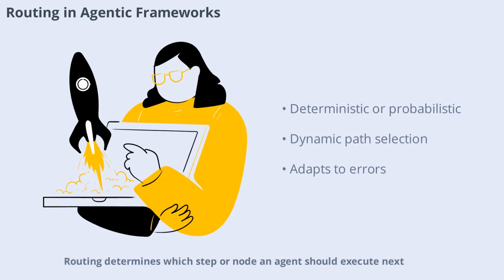Routing determines which step or node an agent should execute next. This can be deterministic, like routing to a debug node if a Python script errors out, or probabilistic, where the LLM decides based on the current state. Effective routing ensures agents follow the optimal path to solve tasks, adapting dynamically to changing conditions.